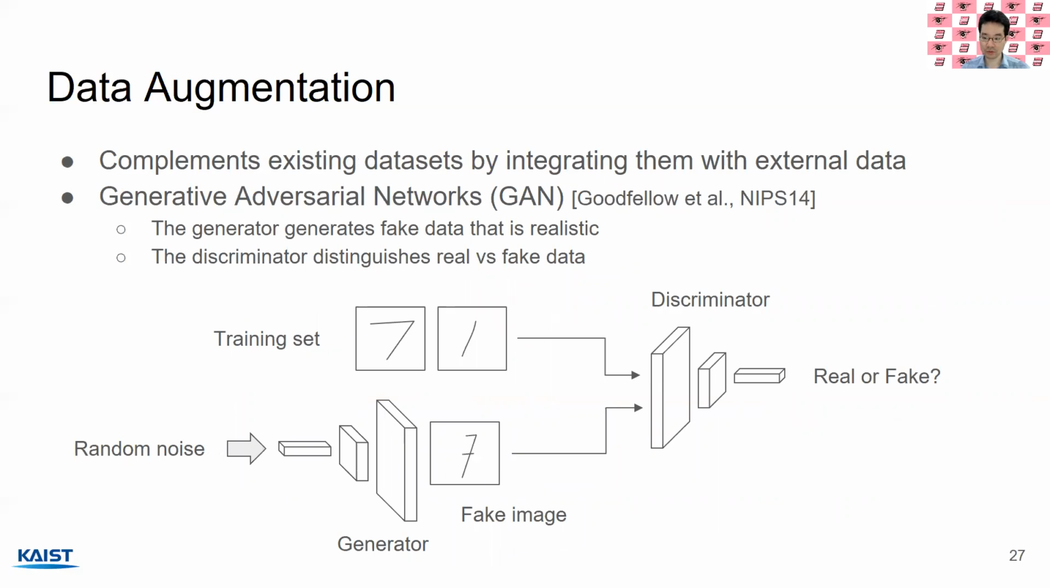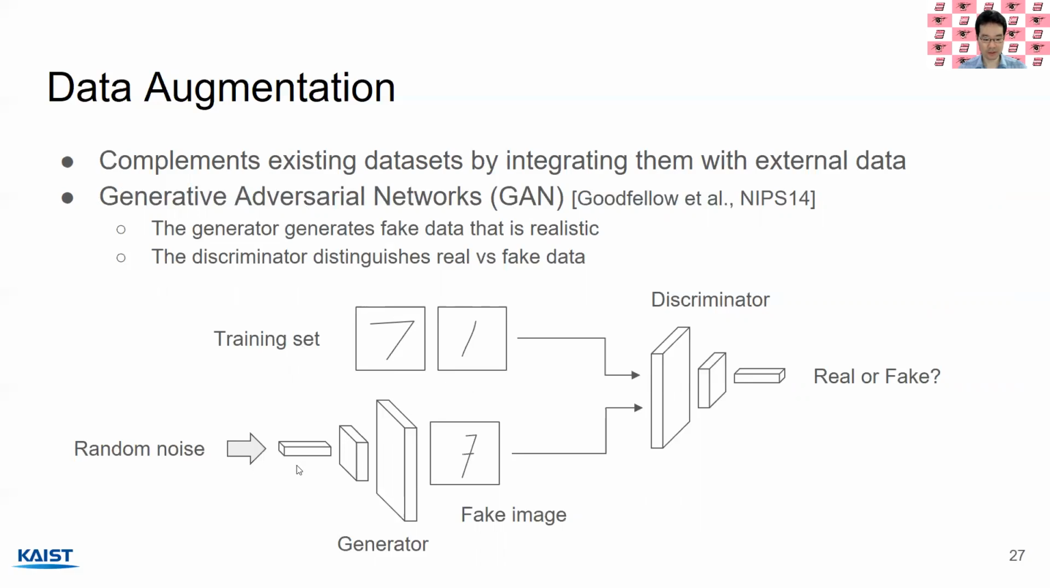So in addition to searching for new data sets, you can also augment your existing data set. The goal here is to complement existing data sets by integrating them with some external or generated data. A very popular method for generating data used in the machine learning community is generative adversarial networks, also known as GANs. Here we start from a training set that has real data.